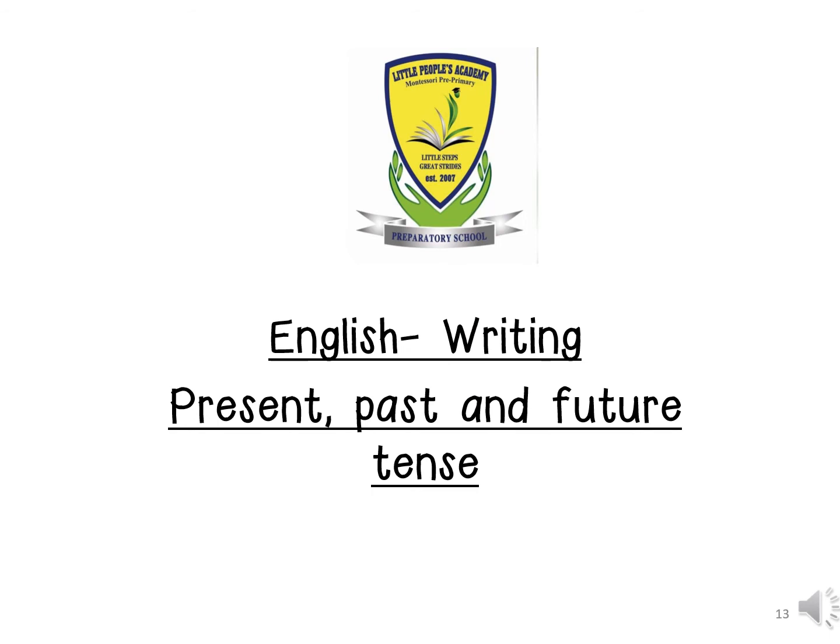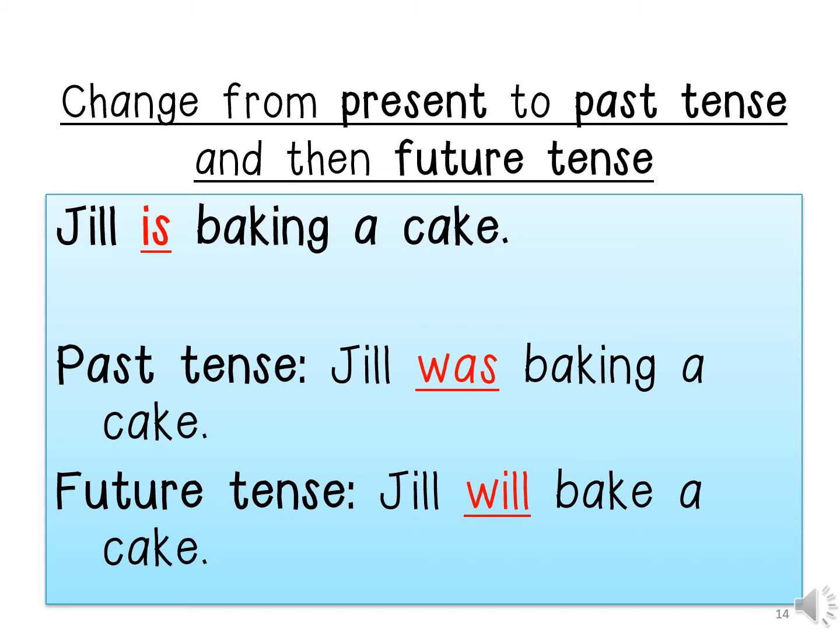Learners, we are now going to be doing our writing lesson on present, past, and future tense. It says change from present to past tense and then to future tense. So let us read the sentence. Jill is baking a cake. Remember, this is in the present tense. Now we're going to change that sentence to past tense. So the sentence will change to Jill was baking a cake.